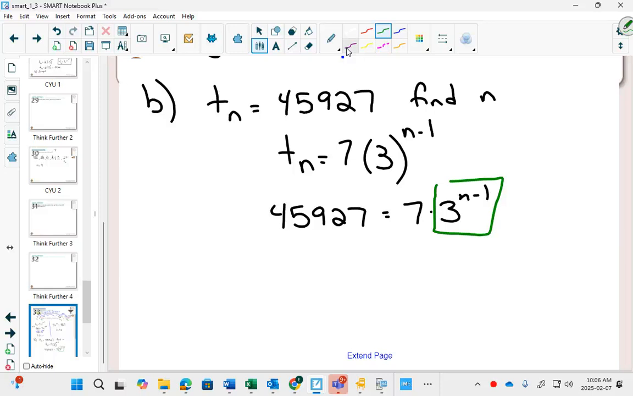Math is bad that way. They keep throwing out things and they're like, hey, you should do that 7 times 3. You should impress the person beside you. You know your times table. Come on, 7 times 3. Put 21. No. But what we can do, we want to solve for the n. The n is in the exponent. I can get rid of this 7 by dividing both sides by 7. So that's going to give me 3 to the n minus 1 equals 45,927 divided by 7, which is 6561.